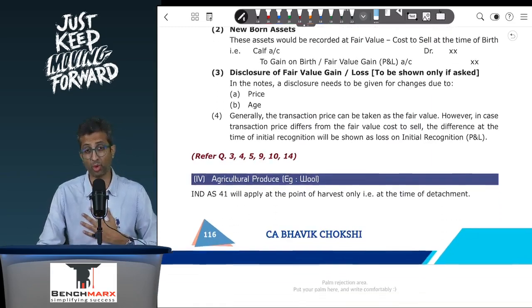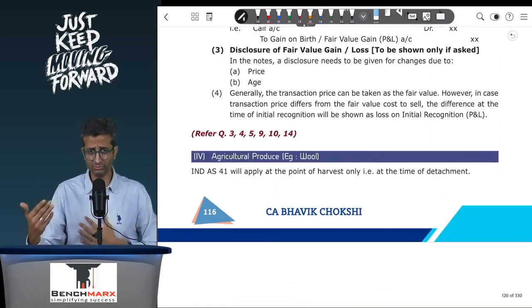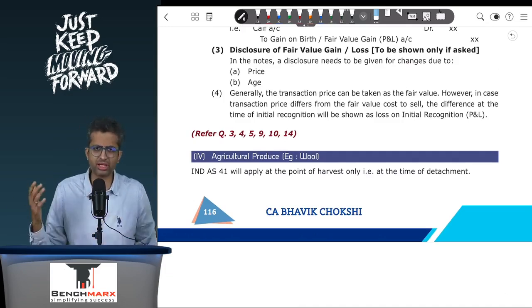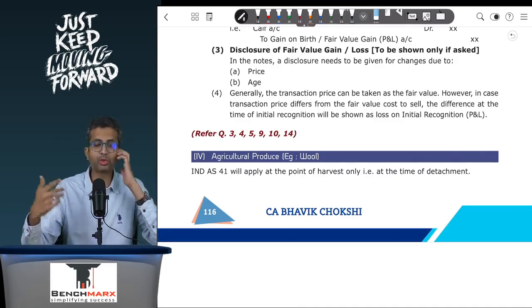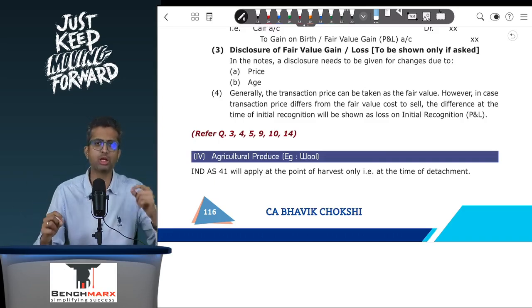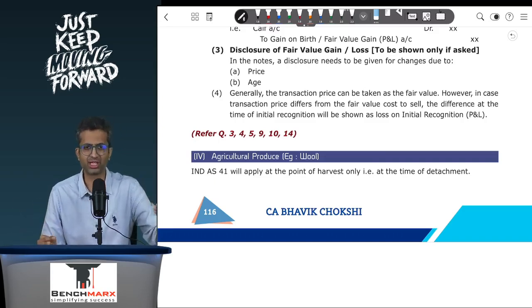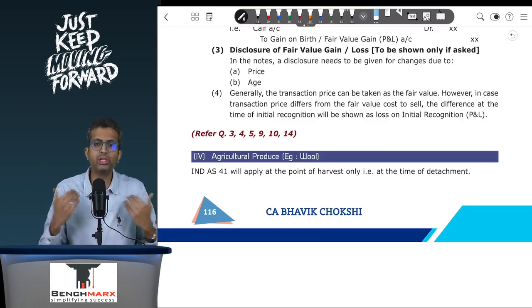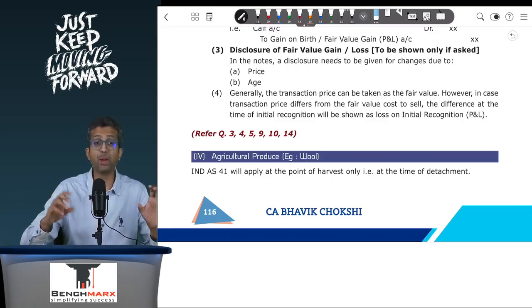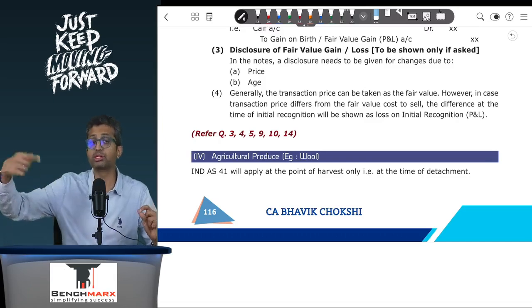Next is, what if at the stage of initial recognition, your fair value is 100, and that is the same as the transaction price. You are paying 100. However, you have to pay 2 rupees brokerage at the time of buying, that is a cost to purchase, and a 2 rupees brokerage at the time of selling, that is cost to sell. So how will the entry be recorded? Well, you will say cow account debit 100 minus 2. The minus 2 over here is the cost to sell.